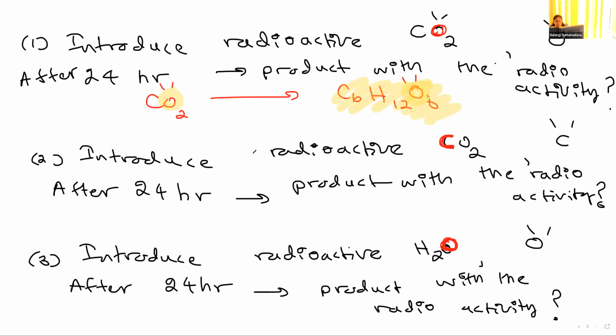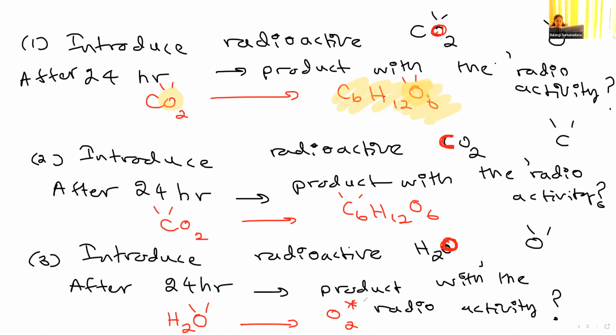So pretty much they're asking the inputs and outputs, huh? So if I label the carbon dioxide's carbon atom, it's still going to end up in glucose. So you will see radioactive labeled glucose after 24 hours. But if I label the oxygen atom in the water molecule, after 24 hours, you're going to see the radioactive oxygen being released. I think the confusing one is the oxygen.